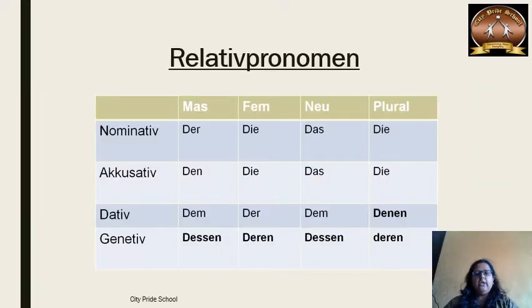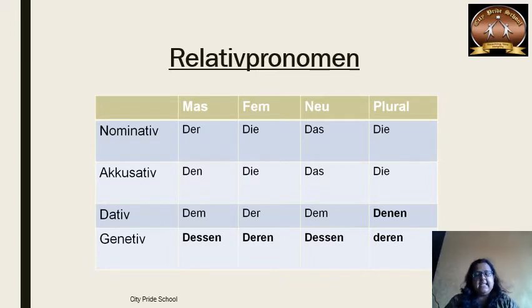This is the whole table of relative pronouns in which the relative pronouns in nominative, accusative, dative and genitive are given. You can see here that I have only typed the pronouns which are different from the definite articles with bold letters. In nominative, they are similar to the definite articles: der, die, das, die. In accusative, also they are similar to the definite articles: den, die, das, die. In case of dative, masculine, feminine, neutrum remain the same as definite articles: dem, der, dem. Only in case of plural it changes.